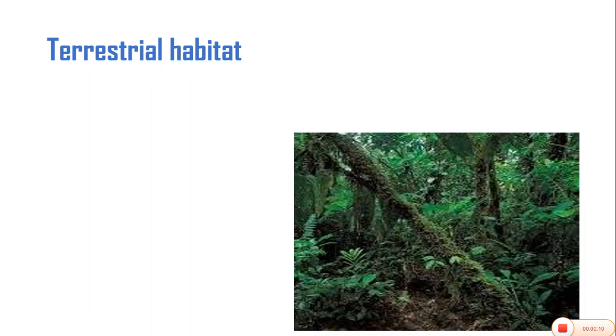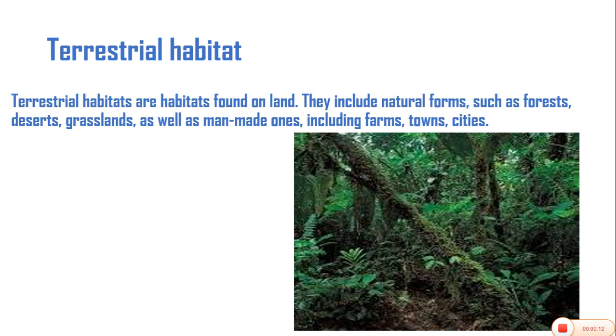Hello, today in biology, we'll continue from where we stopped on habitats, and today we'll be talking about terrestrial habitats. Terrestrial simply means land. Terrestrial habitats are habitats found on land, that's dwelling places found on land. They include natural forms such as the forest habitat, desert habitat, grasslands, as well as man-made habitats like the farms, the towns, the cities. Now we'll be looking at the forest habitats.